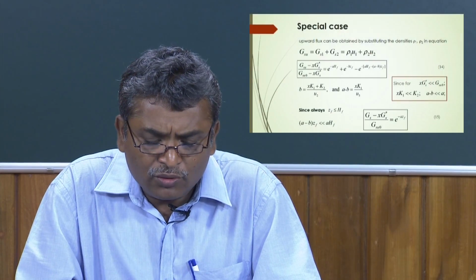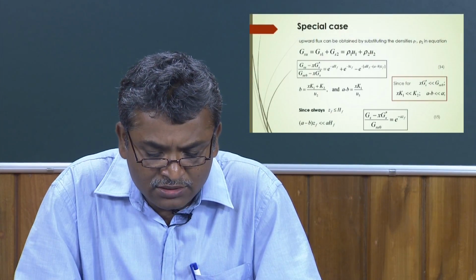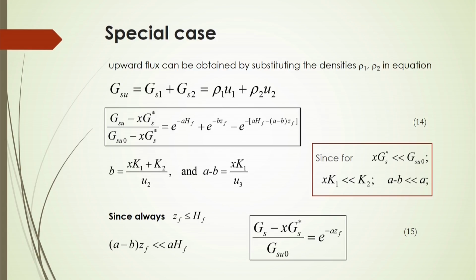Another important thing is what the upward flux should be, which can be obtained from the concentration or bulk density. By solving those equations that we have already discussed earlier, the upward flux can be obtained by substituting the densities rho 1 and rho 2 in an equation like this. Here if you substitute, then you will get this one.